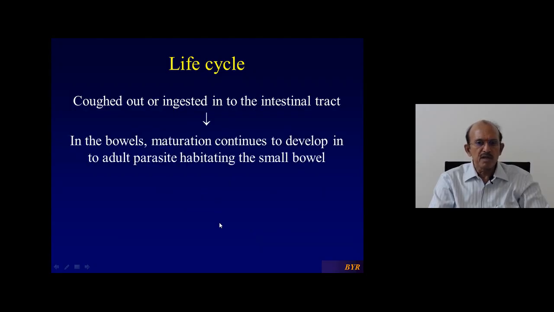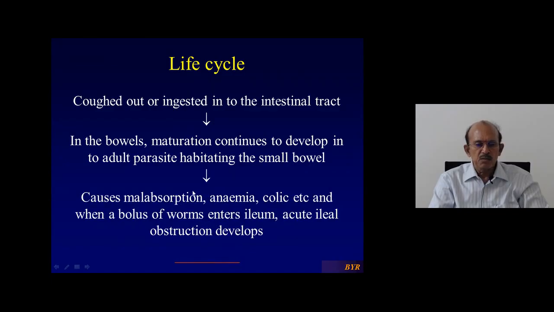In the bowels, maturation continues to develop into the adult parasite inhabiting the small bowel. In the small bowel, it causes malabsorption, anemia, colic, etc. And when a bolus of worms enters the ileum, acute ileal obstruction develops. So sometimes what happens is, if any child is brought with repeated acts of colicky pain, we always suspect it is due to some parasitic infestation, and we give some albendazole tablets or syrup to this child.